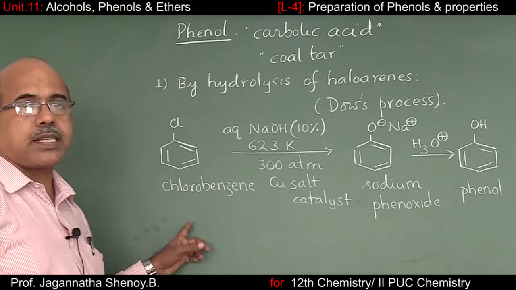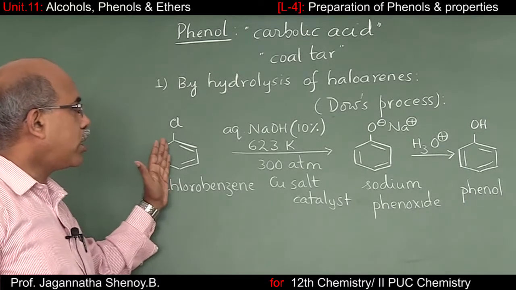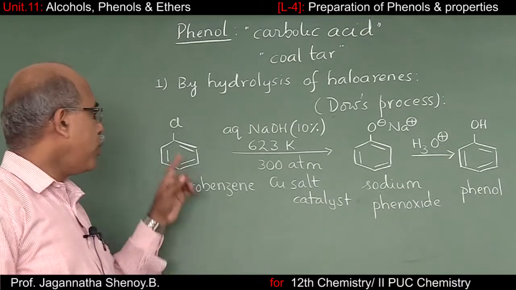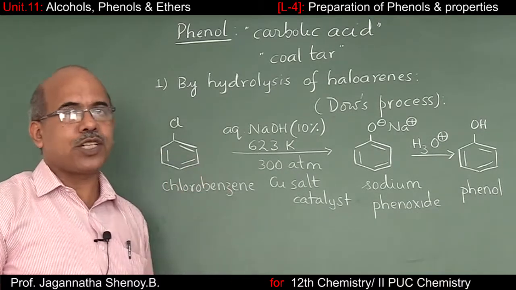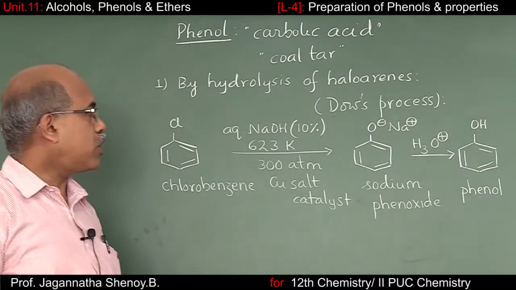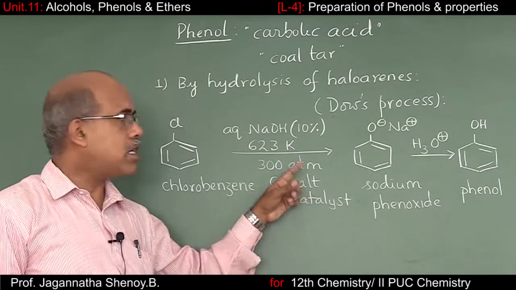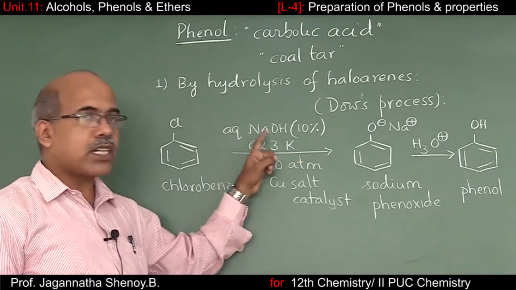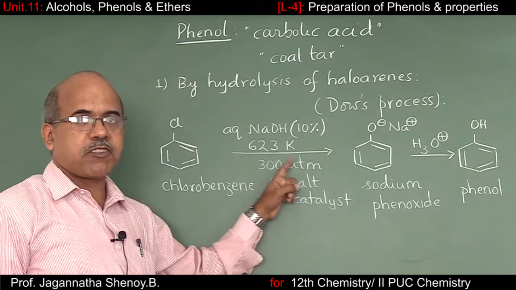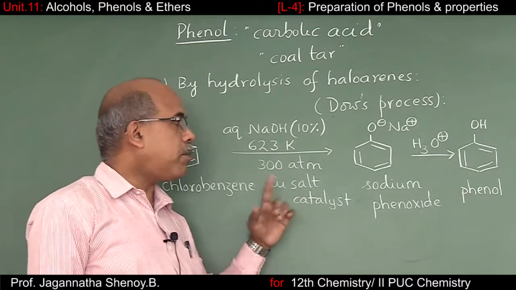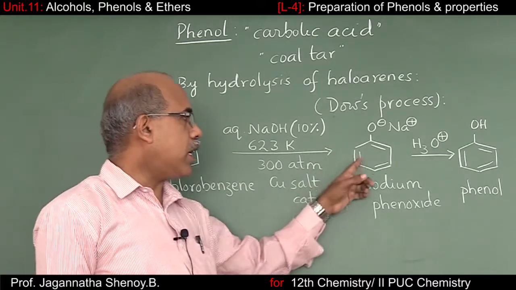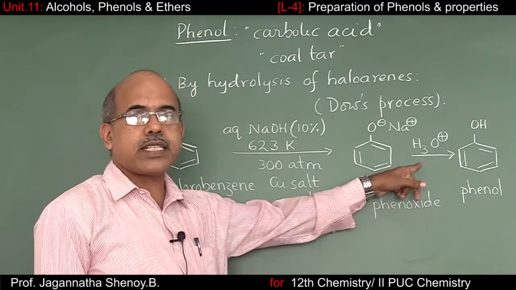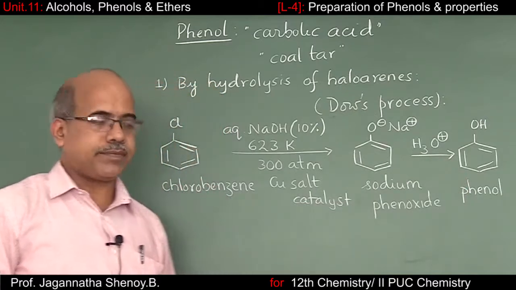This is a very important concept in the examination. How do we convert chlorobenzene into phenol? By nucleophilic substitution reaction. You know that aryl halides are unreactive towards nucleophilic substitution reactions. That's why we have to go for drastic conditions. We'll make use of 10% aqueous solution of sodium hydroxide, higher temperature of 623 Kelvin, higher pressure of 300 atmosphere, and copper salt as the catalyst. Initially, we get the sodium salt of phenol called sodium phenoxide. Subjected to acidification, we will get phenol.